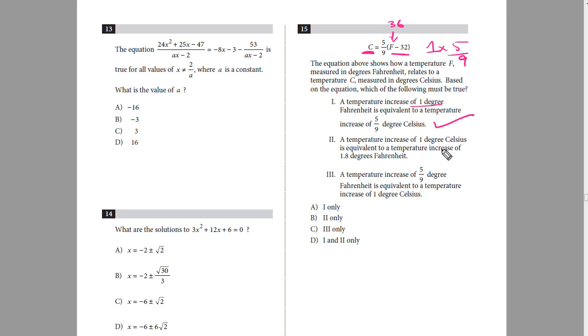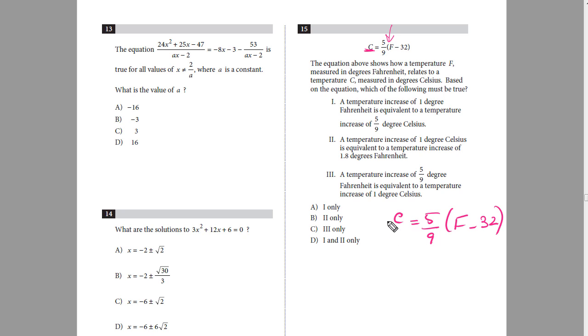A temperature increase of 1 degree Celsius is equivalent to a temperature increase of 1.8 degrees Fahrenheit. Now let's suppose the temperature in degrees Celsius changes by 1 degree. Now we have to make F the subject and check for the condition. So now I'm going to make F the subject. C is equal to 5/9 times (F minus 32).